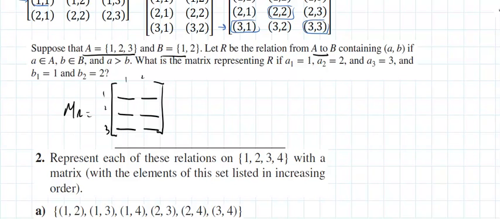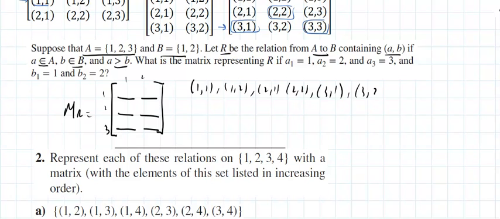And this is what it says. The relation R contains the point (a, b) if a belongs to A, b belongs to B, and a is bigger than b. So if I list all the elements that could happen: 1,1, 1,2, 2,1, 2,2, 3,1, and 3,2. This would be all the possible relations you could have.